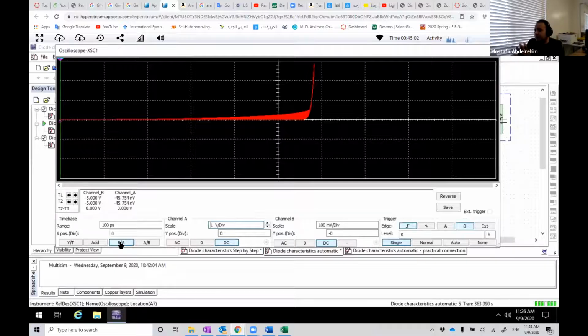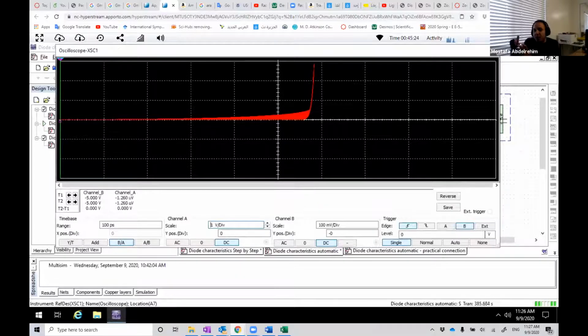After this, just post on the chat the slope that you get, or the resistance, because the slope here is 1 over the resistance, because I is on the vertical axis and V is on the horizontal axis.